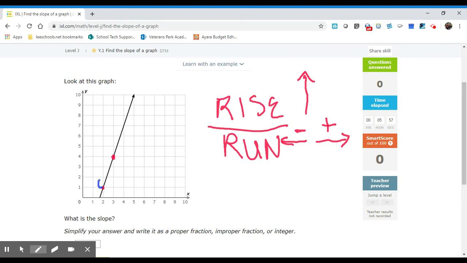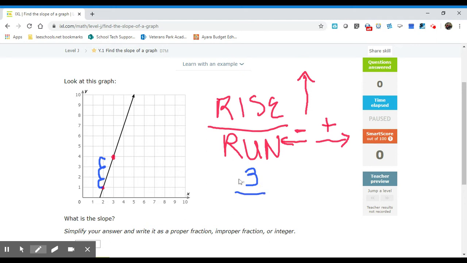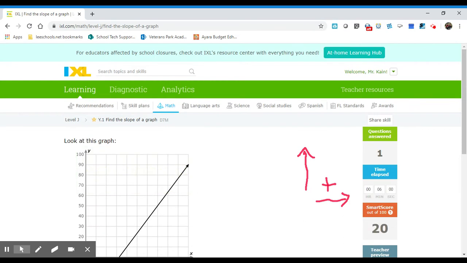So we're rising 1, 2, 3. So the top number is 3. That's our rise. And our run is 1. And we are running in the positive direction on the number line. So it's positive 1. So this simplifies to a slope of 3. I'm going to enter that in down here. Okay.